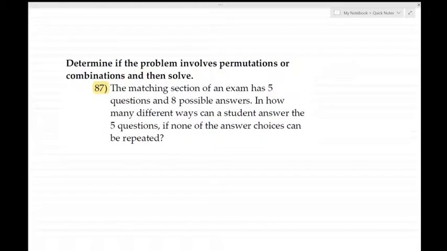Okay, so determine if the problem involves a permutation or a combination. The matching section of an exam has 5 questions and 8 possible answers. How many different ways can a student answer the 5 questions if none of the answer choices can be repeated? So the keyword here is cannot be repeated, right? Combinations don't care about order, permutations do. So permutation.